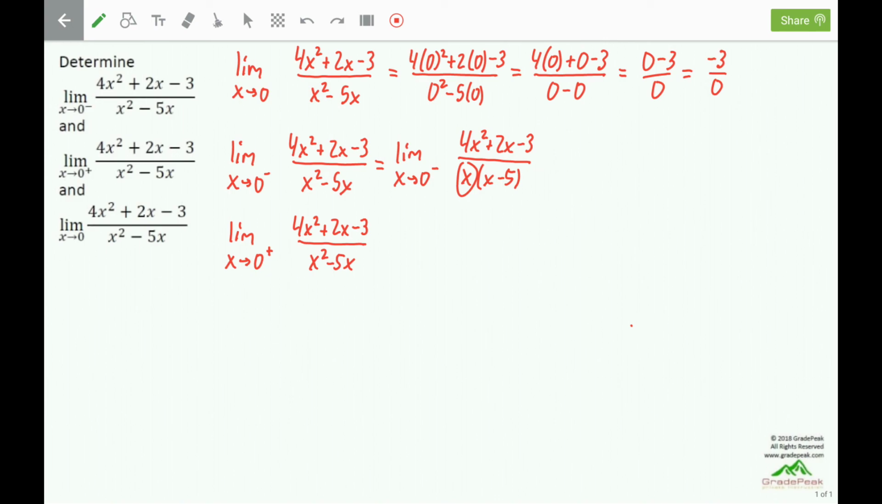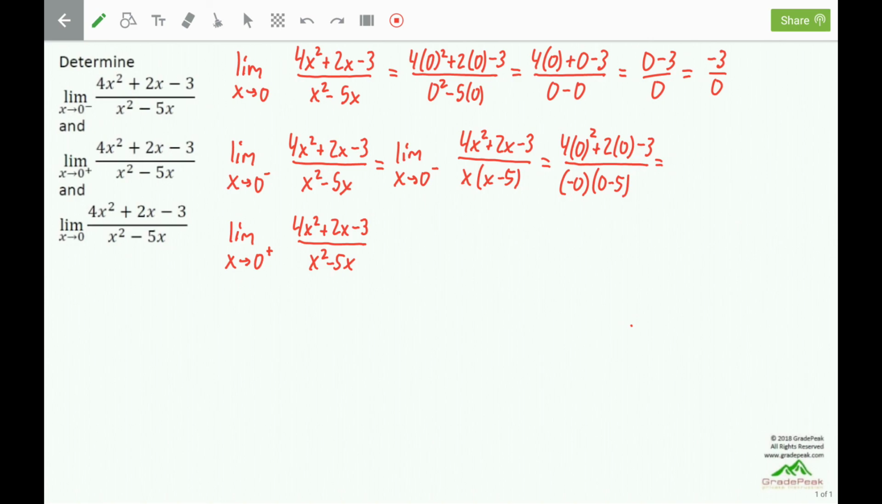We're approaching from the left side of 0, which means we are a negative number close to 0 and approaching 0, so x can be replaced with a negative 0 since it's approaching 0. Every other x can have a 0 put into it, so this will become 4 times 0 squared plus 2 times 0 minus 3 divided by what will be a negative 0, and then times 0 minus 5.